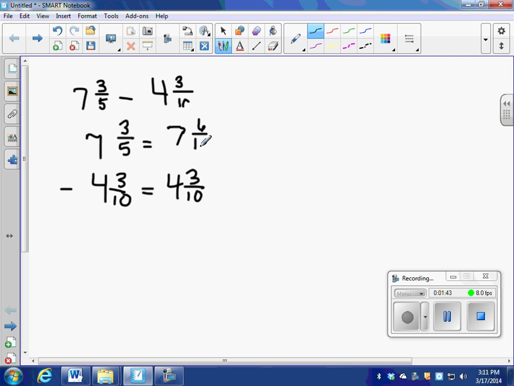Now in this case, I could just go ahead and subtract very plainly. So I've got 7 minus 4, and that's going to be 3. 6 minus 3 is 3, and my denominator is going to be 10. So the answer to this problem would be 3 3/10. So this worked out really nicely, and my suggestion is go ahead and find your common denominator first and make equivalent fractions so that you can make sure that the fraction on top is larger than your fraction on the bottom.